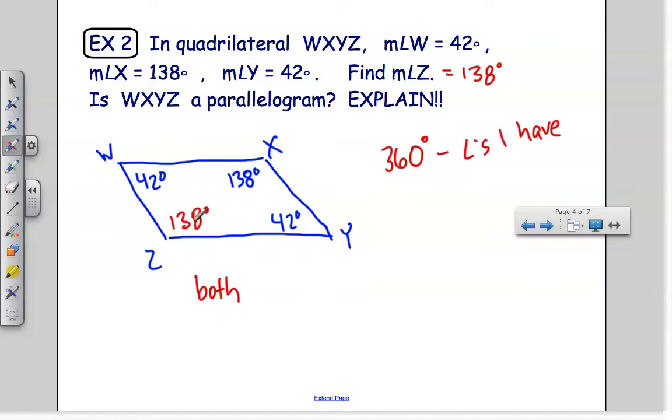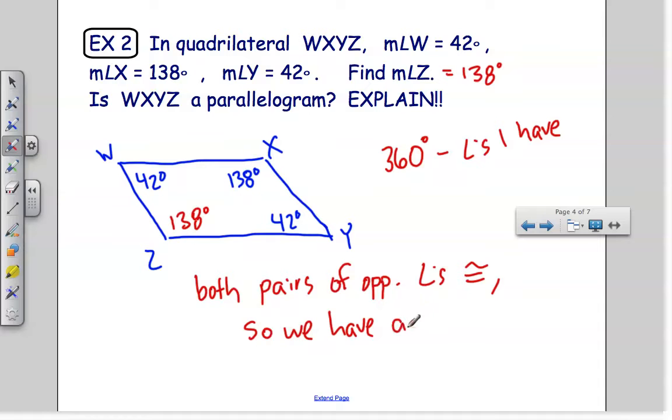But again, I didn't know that was 138 till I just did 360 minus what I had. But once I had both pairs of opposite angles congruent, we do have a parallelogram, because that is one of our properties that works. Okay?